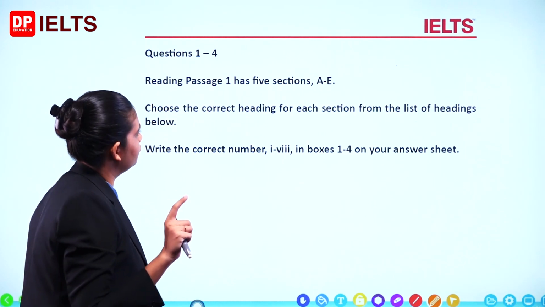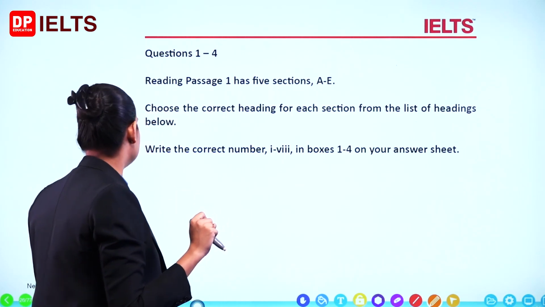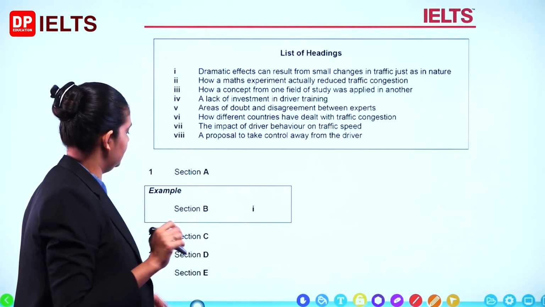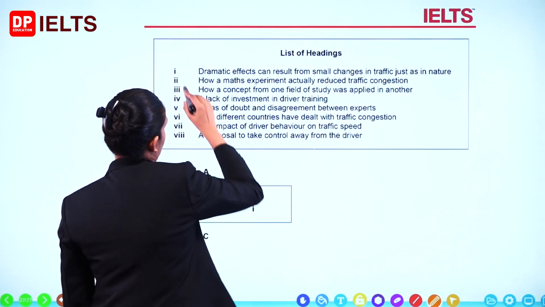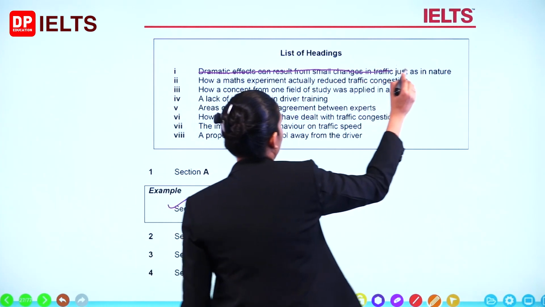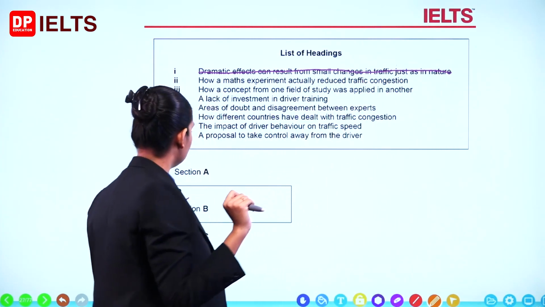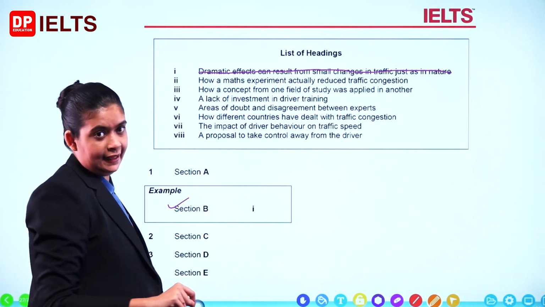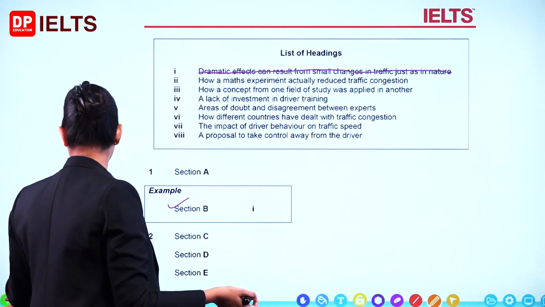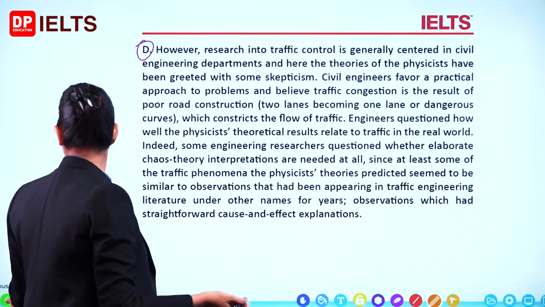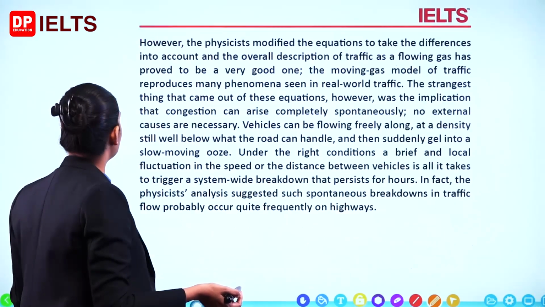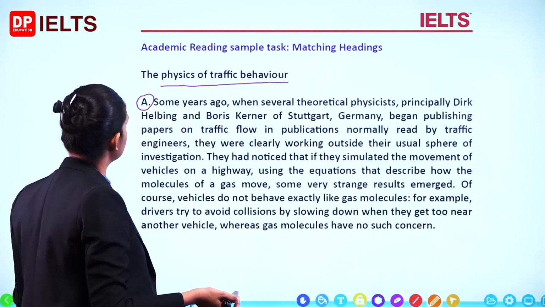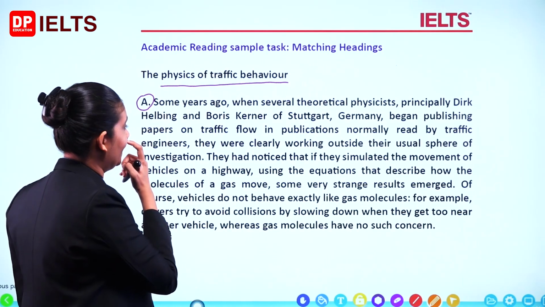Choose the correct heading for each section from the list of headings below, right? So we have section A, B, C, D, E. Now B is already done. Okay, so B has used this. So we can cut it off from the list, right? Okay, so let's have a look at what A is. Now, how do we do that? Usually, what I do is read the first sentence and probably the last sentence and maybe a few sentences in the middle if I need to, right?